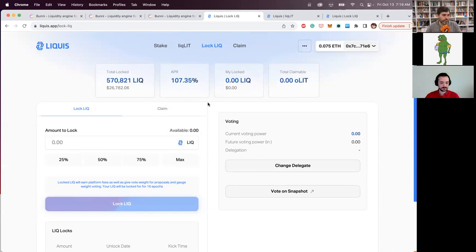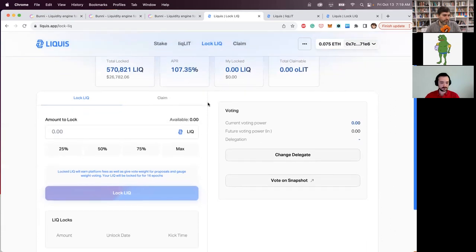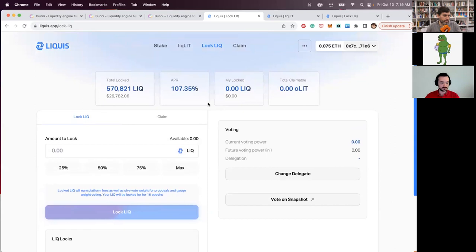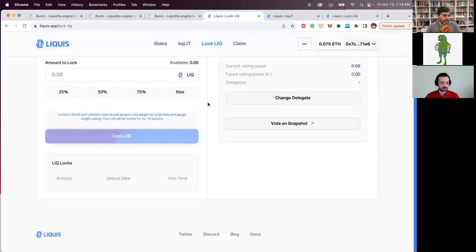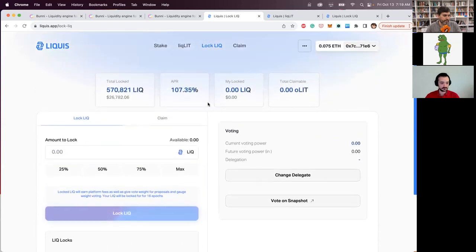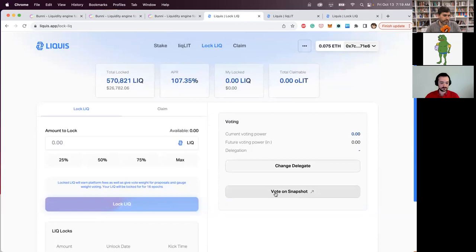As you can see here, the total locked is super low. It's only $26,000 so far, which is why the APR is very high. But it's for sure going to go down. As soon as you earn Lick, you can lock your Lick on this page, and then you basically have voting power. So every 2 weeks, Liquis is holding a vote. Exactly, you can click here on vote on snapshot.